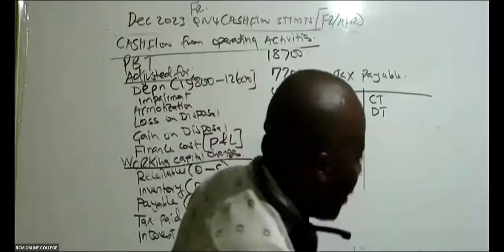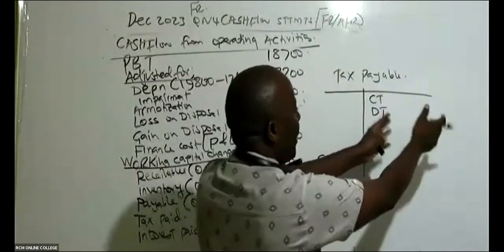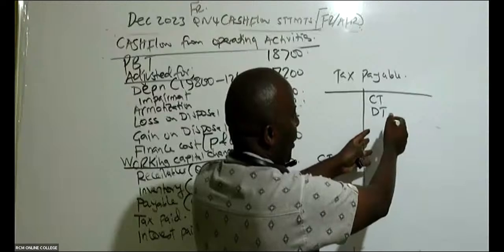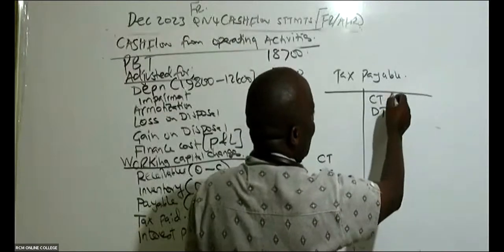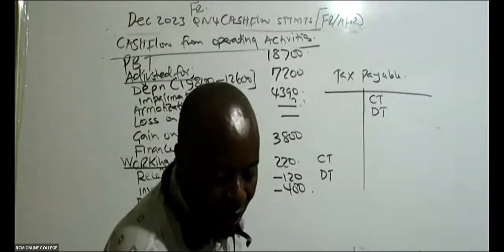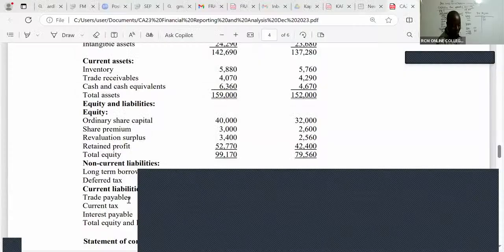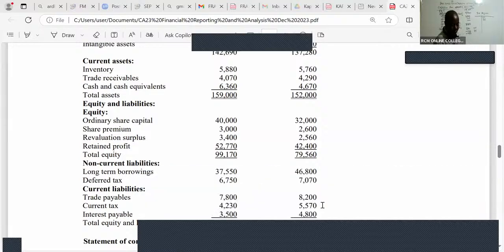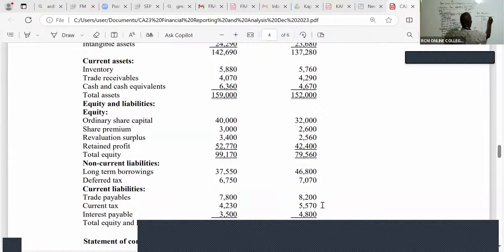In this case, brought forward. Remember, this is a liability. Liabilities you always credit. Your balance brought down, you credit. Remember, brought down is 2022. Can you see the current tax here? The current tax for 2022 was 5570. Current tax carried down for the other year is 4230.